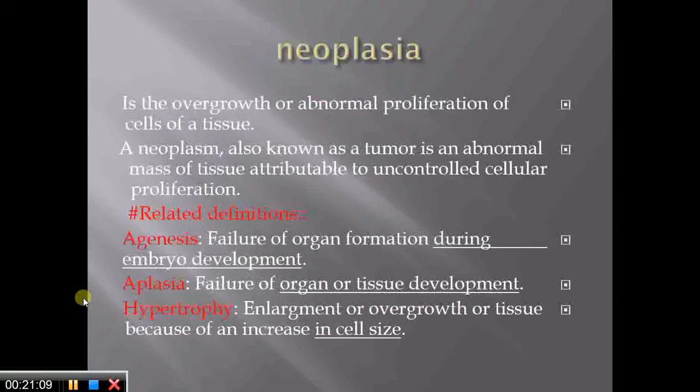Neoplasia is the overgrowth or abnormal proliferation of cells of a tissue. A neoplasm, also known as a tumor, is an abnormal mass of tissue attributable to uncontrolled cellular proliferation. Many similarities between neoplasms and other disturbances of growth exist, making terminology difficult. The following are terms used in growth disturbances.